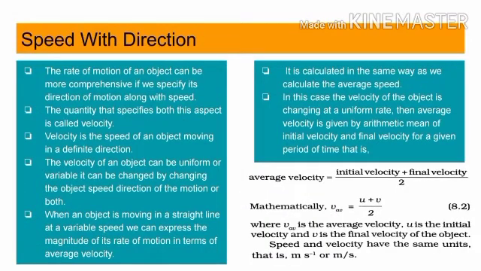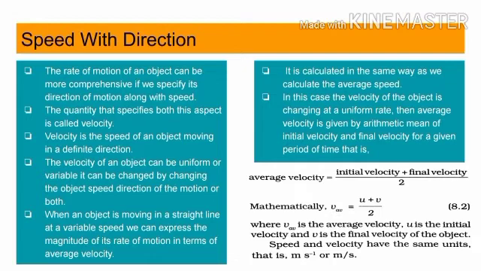Speed with direction. The rate of motion of an object can be more comprehensive if we specify its direction of motion along with the speed. The quantity that specifies both these aspects is called velocity. Velocity is the speed of an object moving in a definite direction. The velocity of an object can be uniform or variable. It can be changed by changing the object's speed, direction of motion, or both.